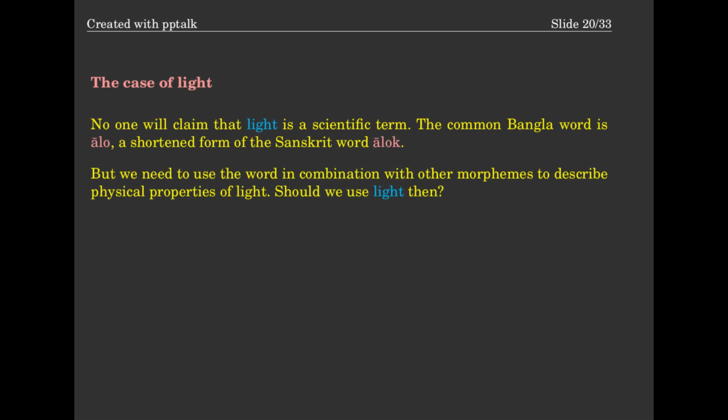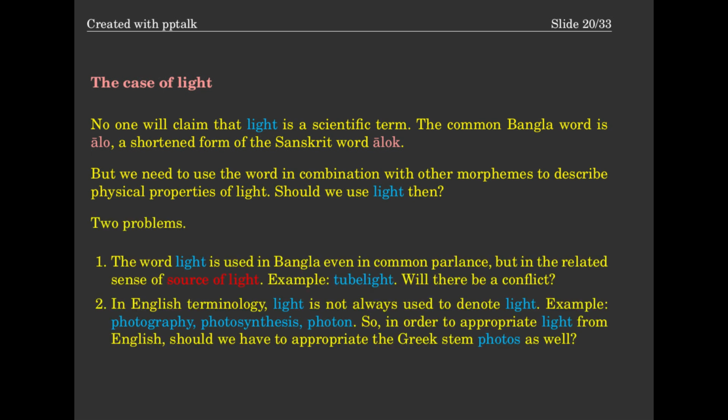Now take another word, light. No one will claim that light is a scientific term. The common Bengali word is alo, a shortened form of the Sanskrit word alok. But we need to use the word in combination with other morphemes to describe physical properties of light. In that case, should we use light, as we propose to use silver in silver nitrate? Well, there are two problems if we decide to use the word light. Number one, the word light is used in Bangla even in common parlance, but in the related sense of source of light. For example, we say tube light. Now, will there be a conflict between the two meanings?